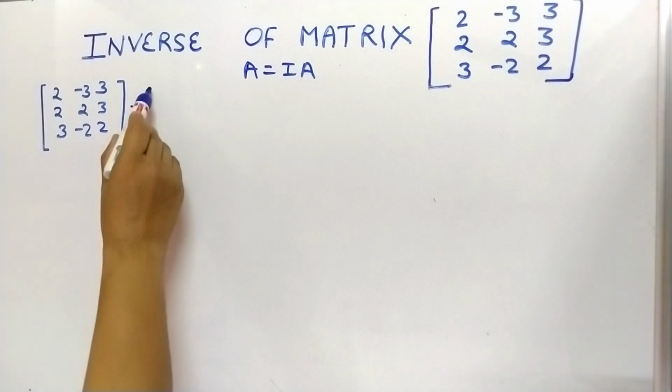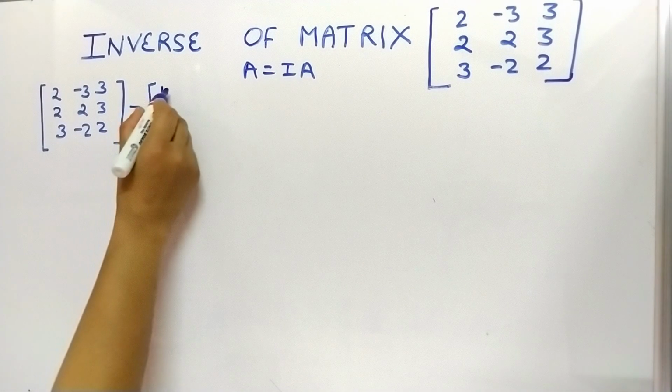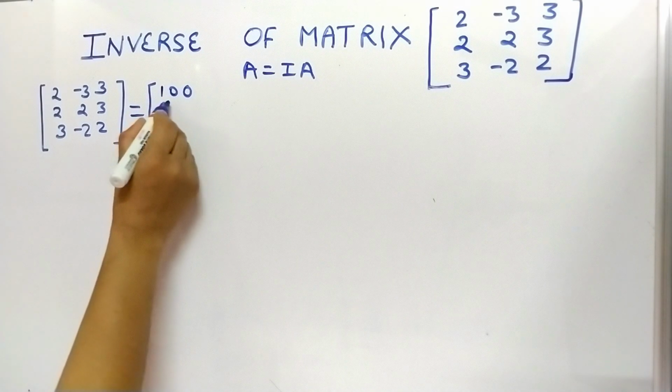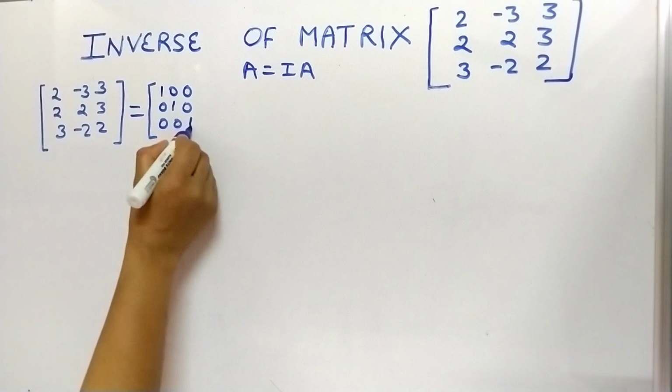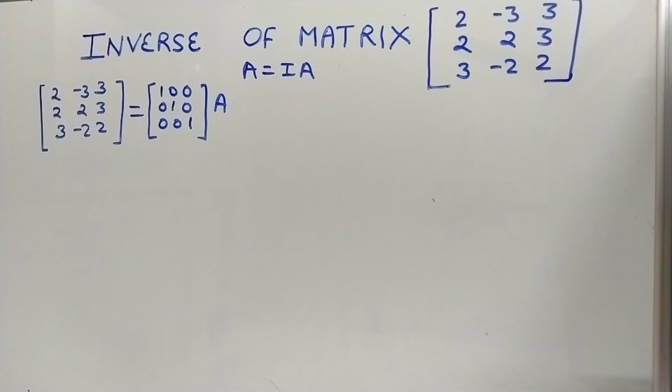So here we will take the identity matrix of order 3. So it will be 1 0 0, 0 1 0 and 0 0 1. And A, you have to write A as it is.